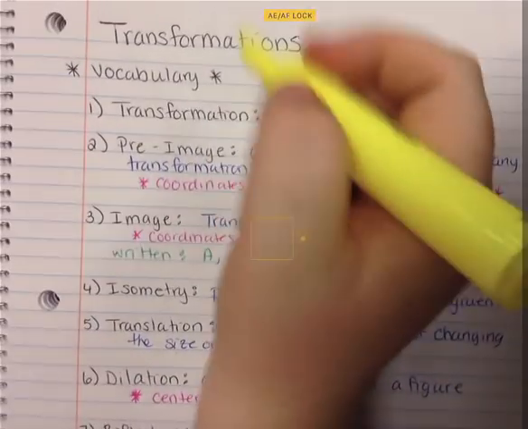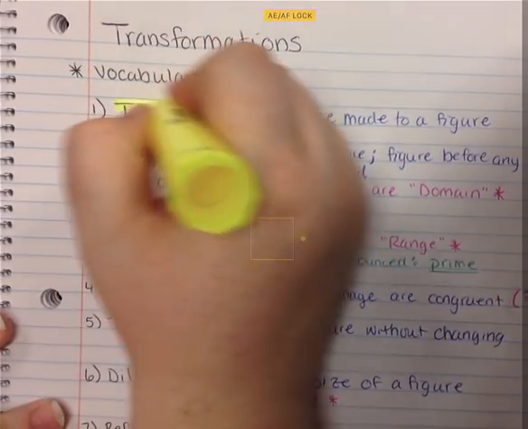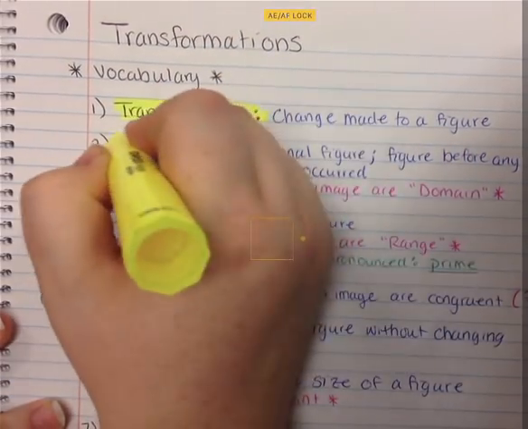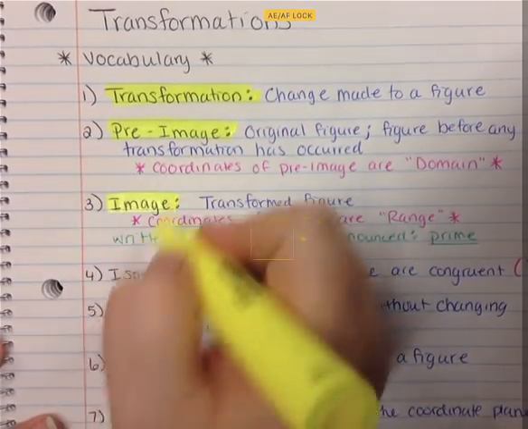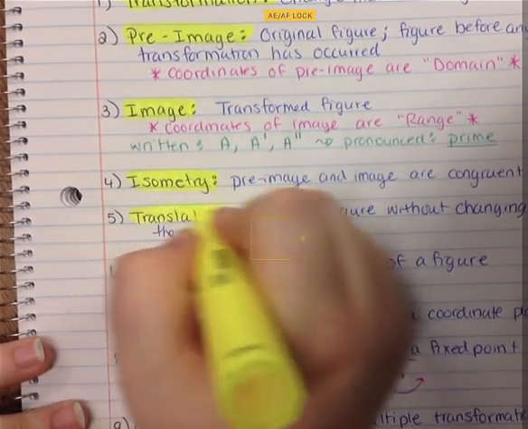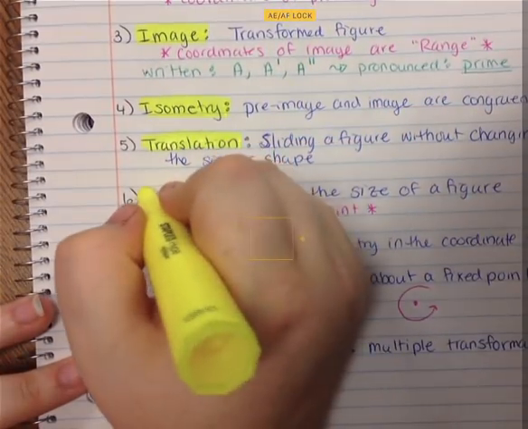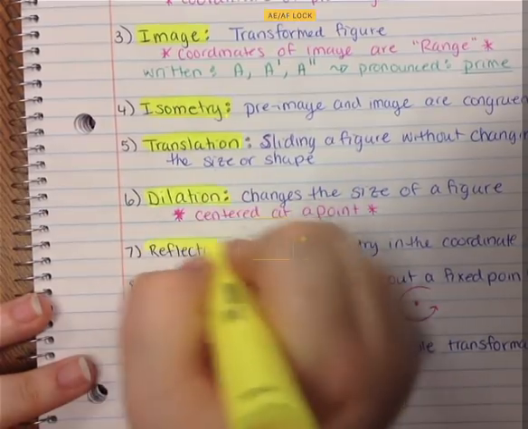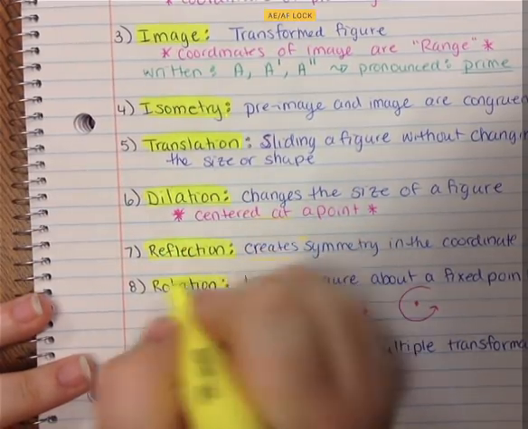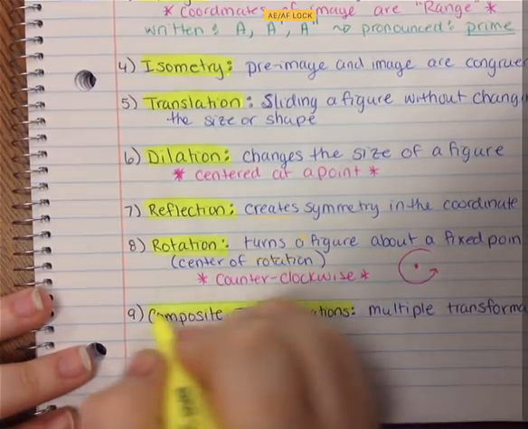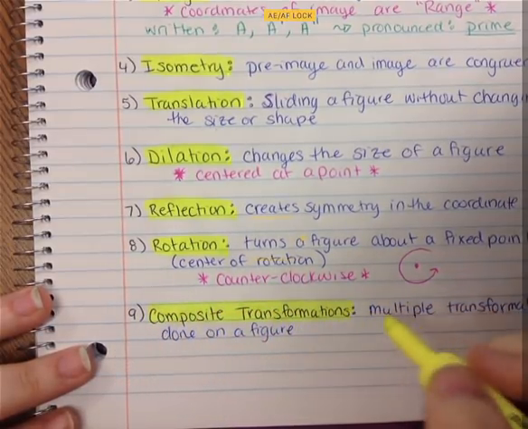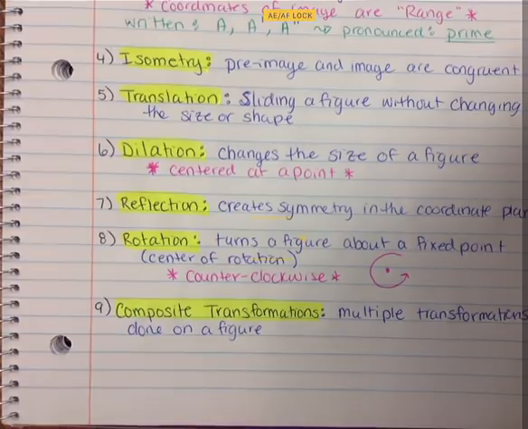So I'm going to go back through. I'm going to highlight just the words. These are my vocabulary words: transformation, preimage, image, isometry. Translation is one of the transformations. Dilation is another. Reflection is the third. Rotation is the fourth. And then again, composite transformations is when we do multiple transformations on a figure. That is the vocabulary.